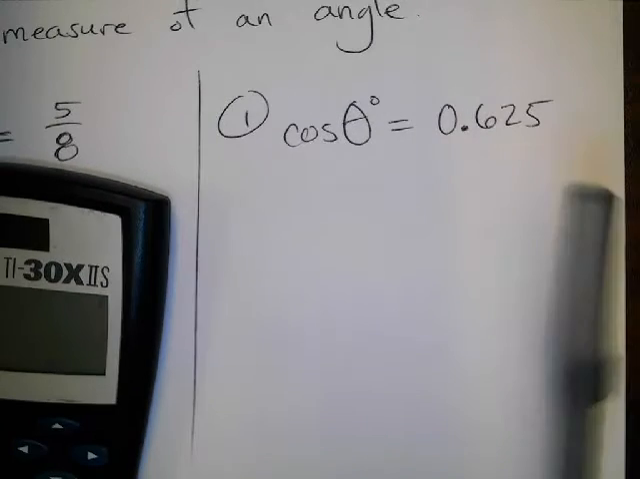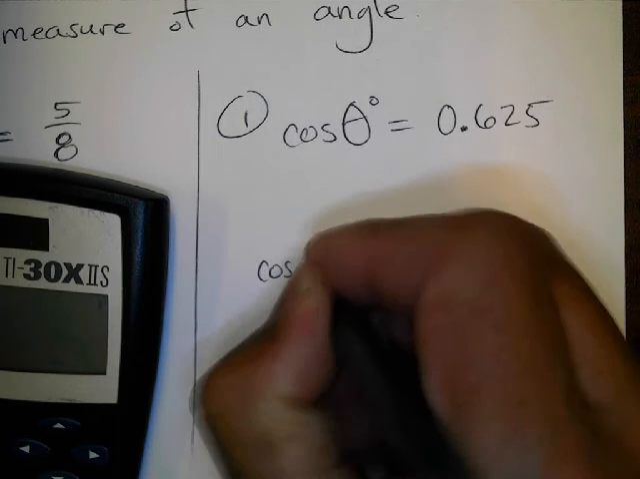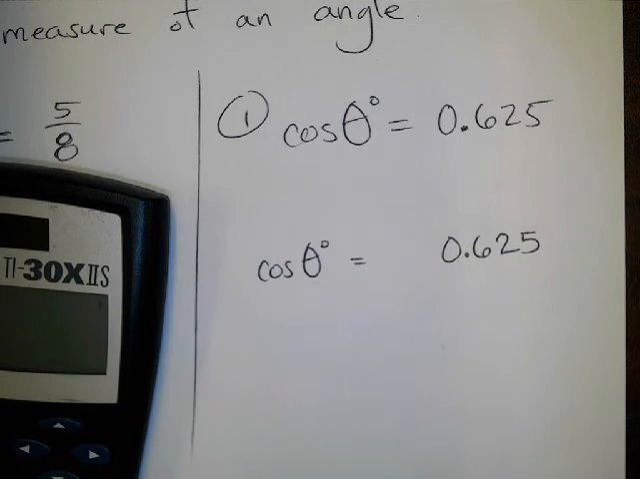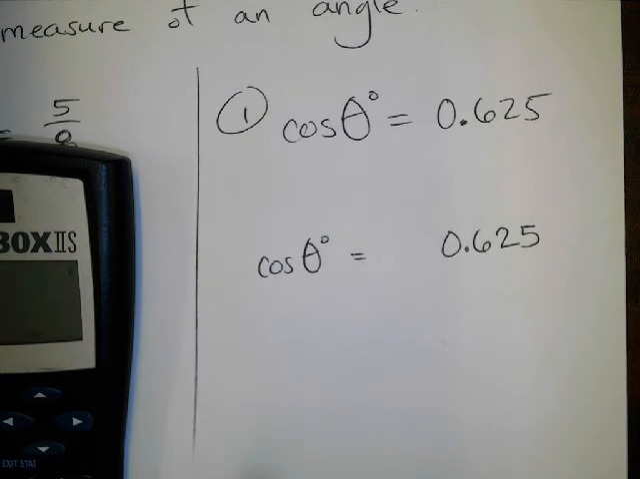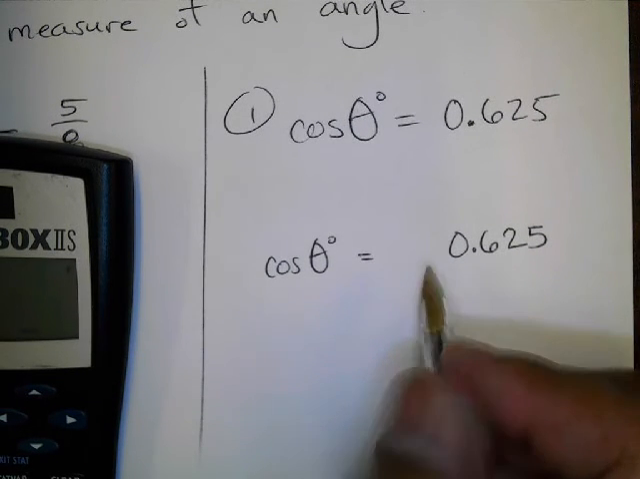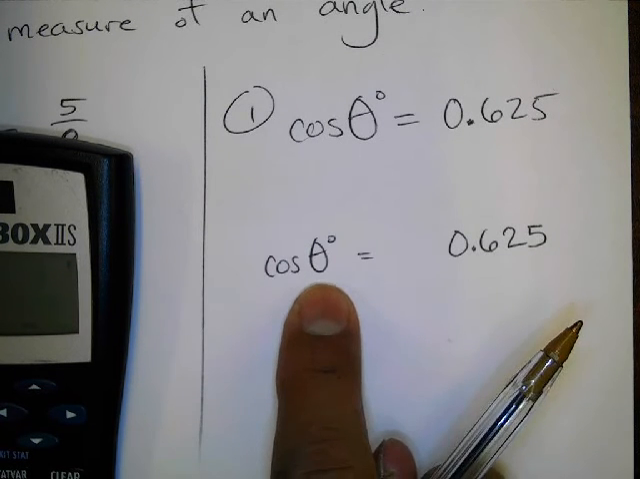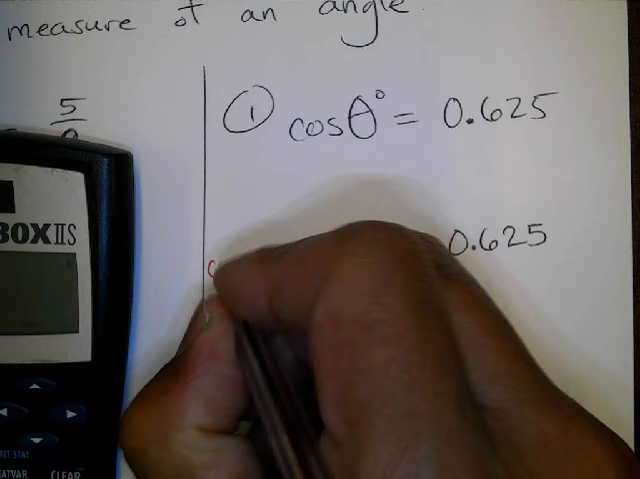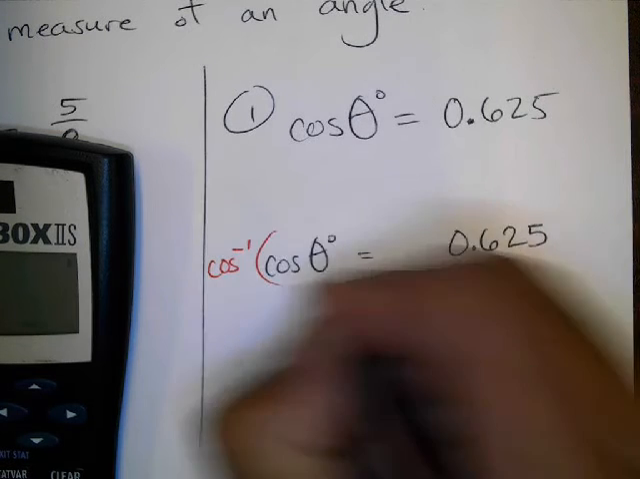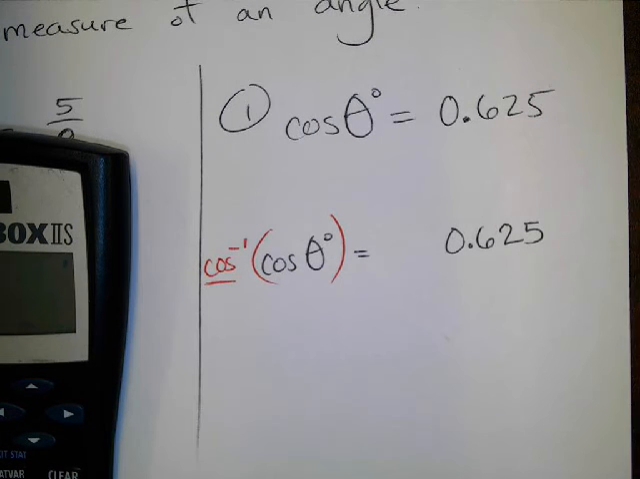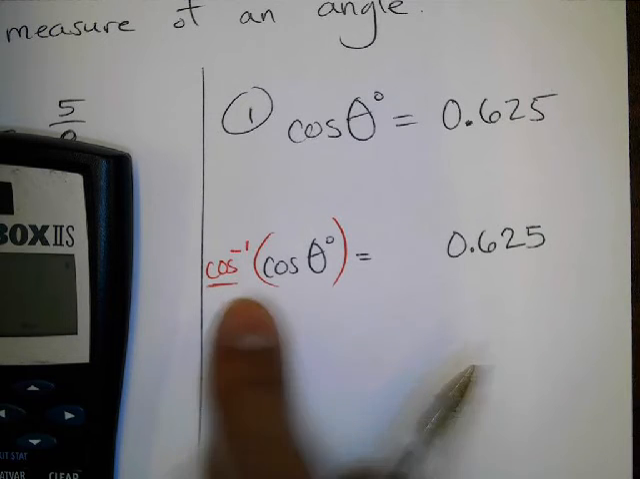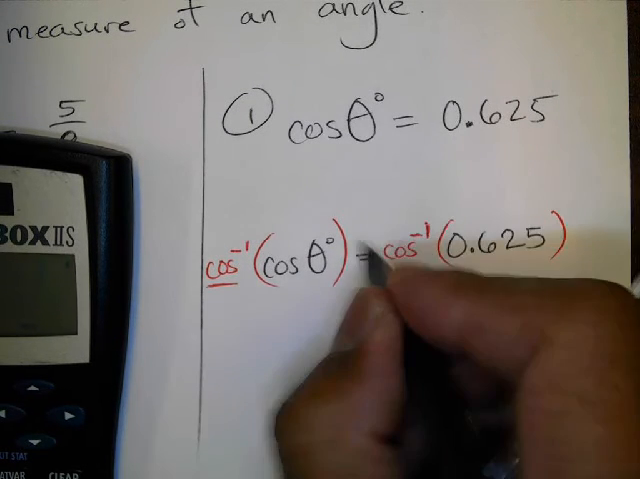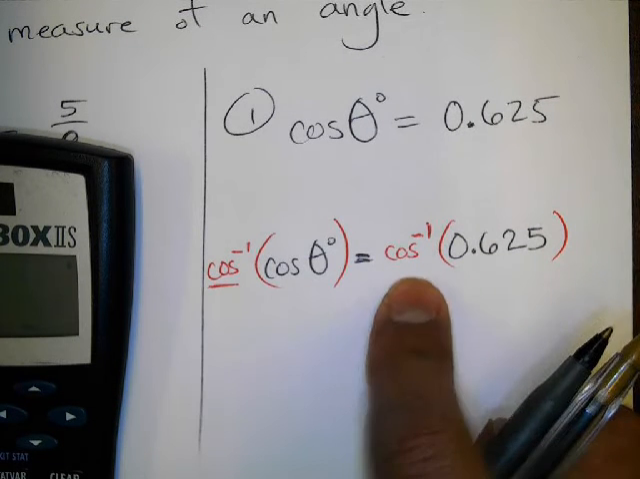So how do we do this? Remember, this is what's happening in the problem. For you it's going to seem easy because it's just a couple of keystrokes on your calculator. But show your work. In order to get the angle by itself, I have to get rid of cosine. Cosine is not a number. You can't divide it. It's a function. So to undo the function of cosine, you use its inverse. And if you use the inverse here, you have to also do it to this side, because this is an equation. Whatever you do to one side of the equal sign, you have to do to the other side.